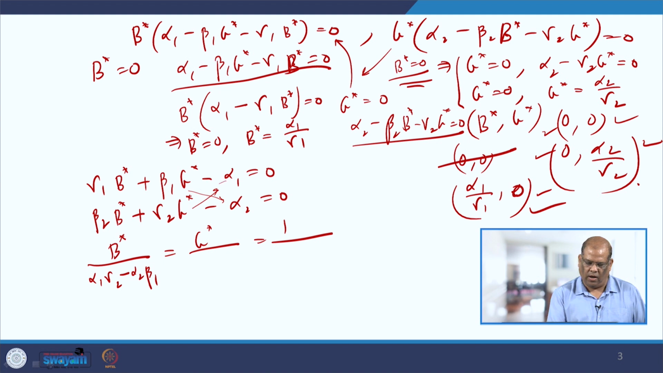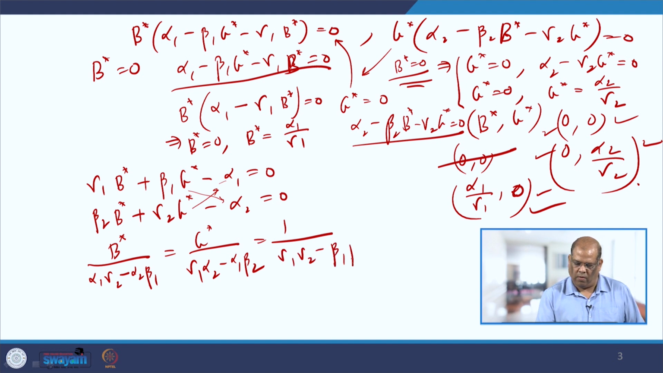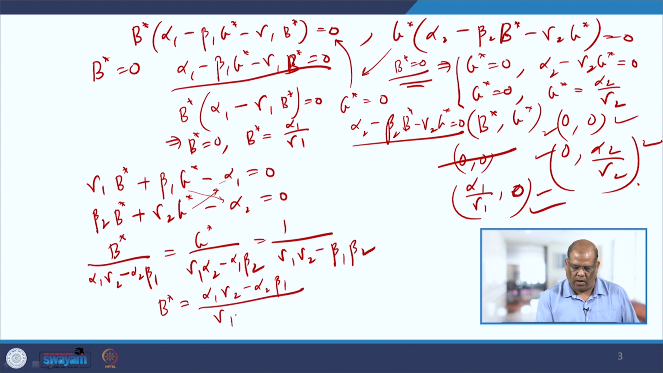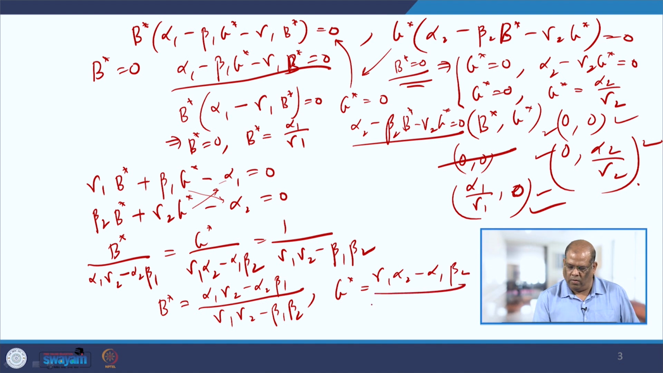So, this multiplied by this. So, alpha 1 gamma 1 alpha 2 minus alpha 1 beta 2, and this one will be gamma 1 gamma 2 minus beta 1 beta 2. So, your B star is equal to alpha 1 gamma 2 minus alpha 2 beta 1 by gamma 1 gamma 2 minus beta 1 beta 2, and your G star is gamma 1 alpha 2 minus alpha 1 beta 2 by gamma 1 gamma 2 minus beta 1 beta 2.